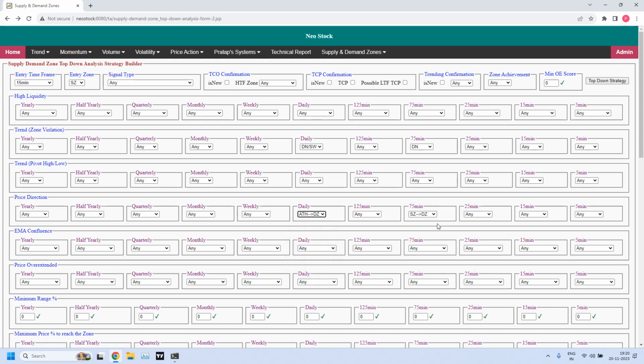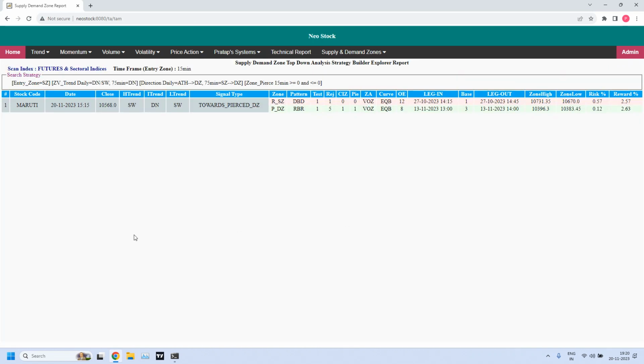But on 75 minutes the first condition is supply zone to demand. Let us assume supply zones are available. So one stock is available. This stock is not having a daily supply zone, but a 75 minute supply zone is there. But now prices are traveling from all-time high to the daily supply zone. So such a kind of stock it is.